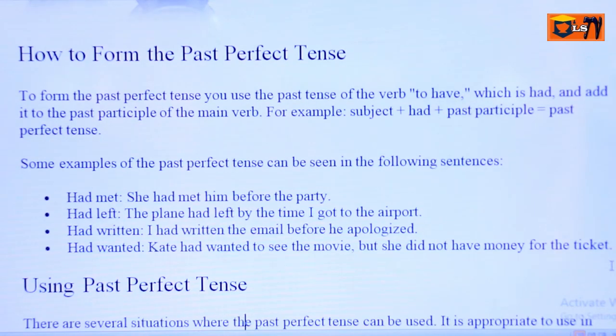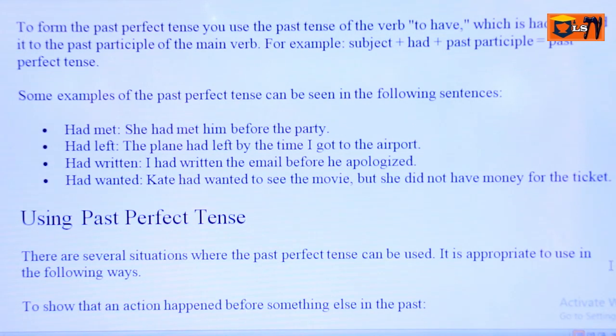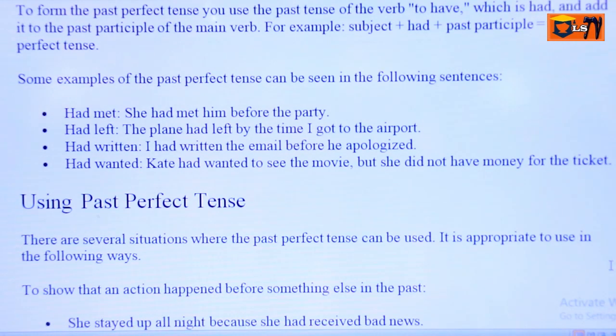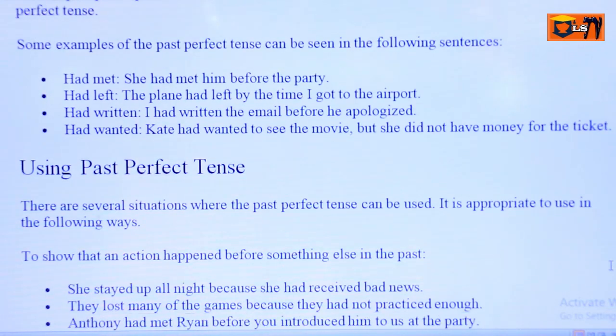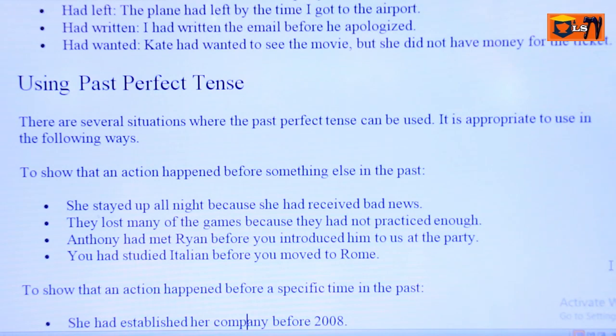Now, let us look at the use of past perfect tense. There are several situations where the past perfect tense can be used. It is appropriately used in the following ways. To show that an action happened before something else in the past. Examples. She stayed up all night because she had received bad news. They lost many of the games because they had not practiced enough.